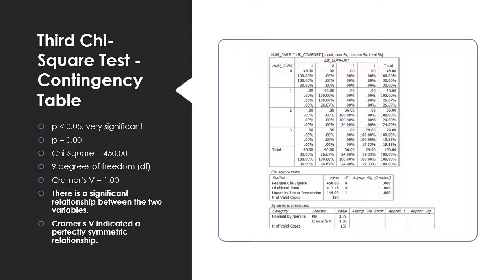As seen on the previous slide in the APA format, we can see here the contingency table for this third chi-square test. We can see here that the P is 0, so therefore much less than 0.05, therefore a very significant correlation. The chi-square is 450, we have 7 degrees of freedom, and Cramer's V is 1.00, which is again quite rare. This leads us to believe that there is a significant relationship between the two variables, and Cramer's V indicated a perfectly symmetrical relationship.